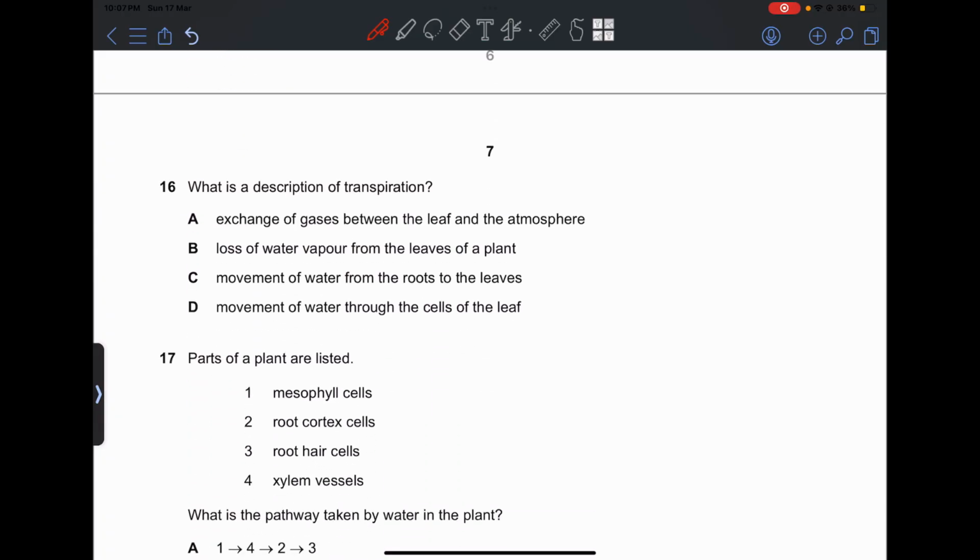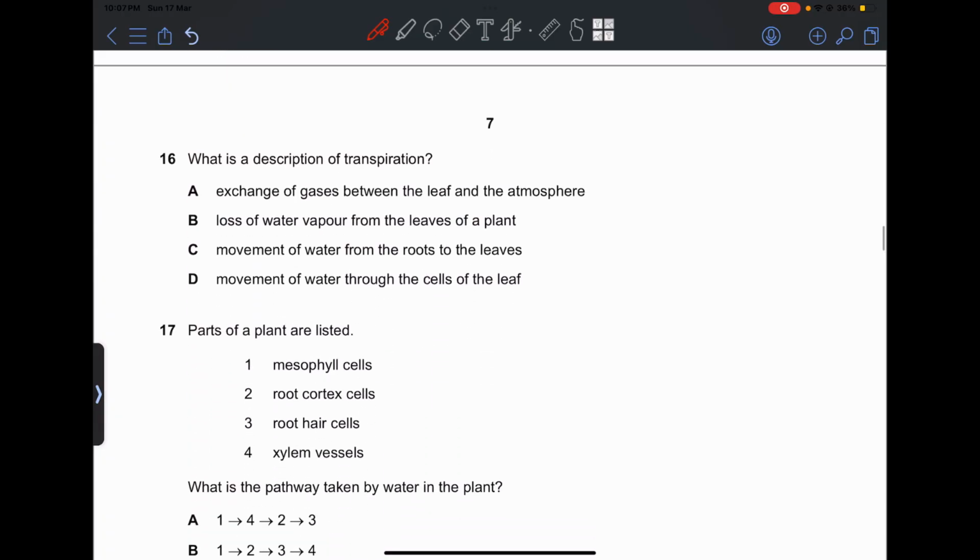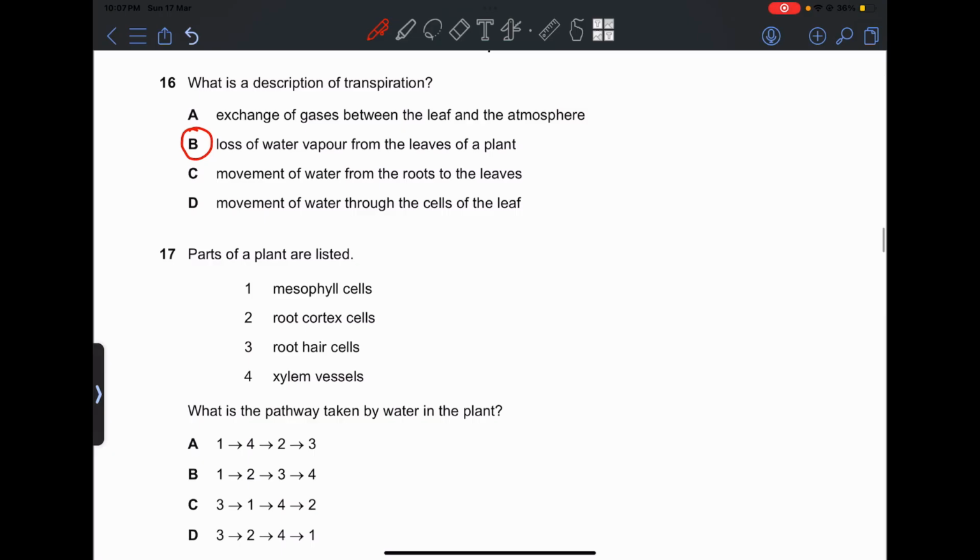16. What is a description of transpiration? Exchange of gases between the leaf and the atmosphere. This is actually not a correct statement. It is actually the loss of water vapor from the leaves of a plant. This is a more accurate description. So the answer is B.